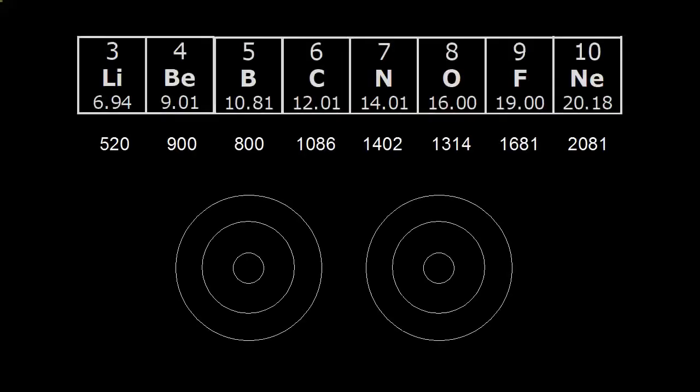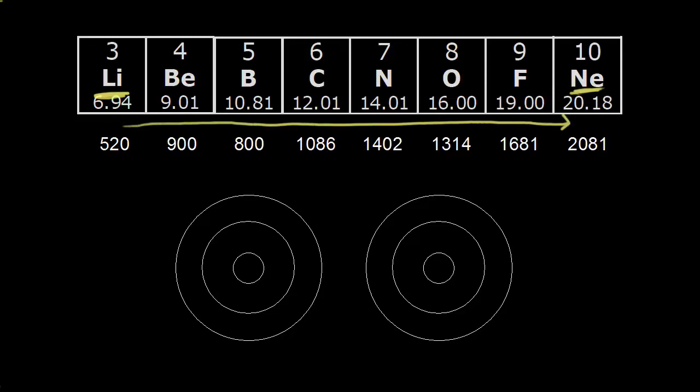In this video, let's look at the periodic trends for ionization energy. So for this period, as we go across from lithium all the way over to neon, so as we go this way across our periodic table, we can see in general there's an increase in the ionization energy.